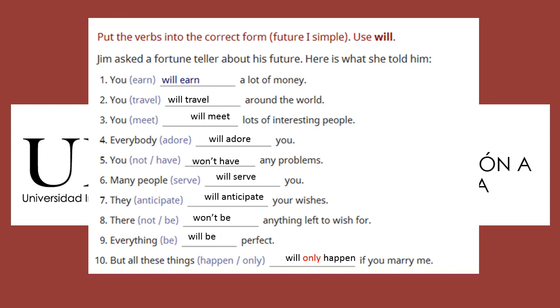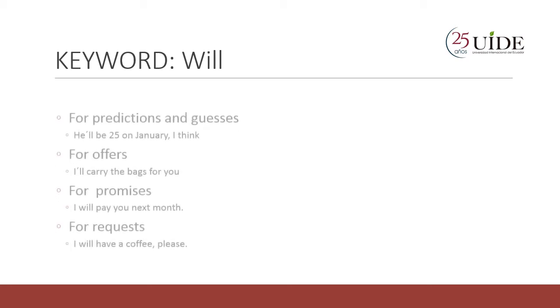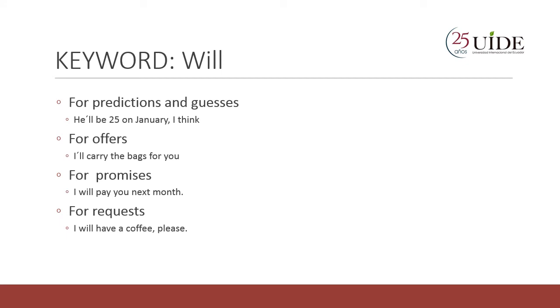So this is a good example of predictions in the future. Now we're going to talk about the keyword will and other uses that we can give to this word. We can use will for predictions and guesses. In the first example about the fortune teller, we talk about predictions. Now let's check an example about guesses. He'll be 25 in January, I think. So if you don't know the age of someone, you can use will to try to guess.